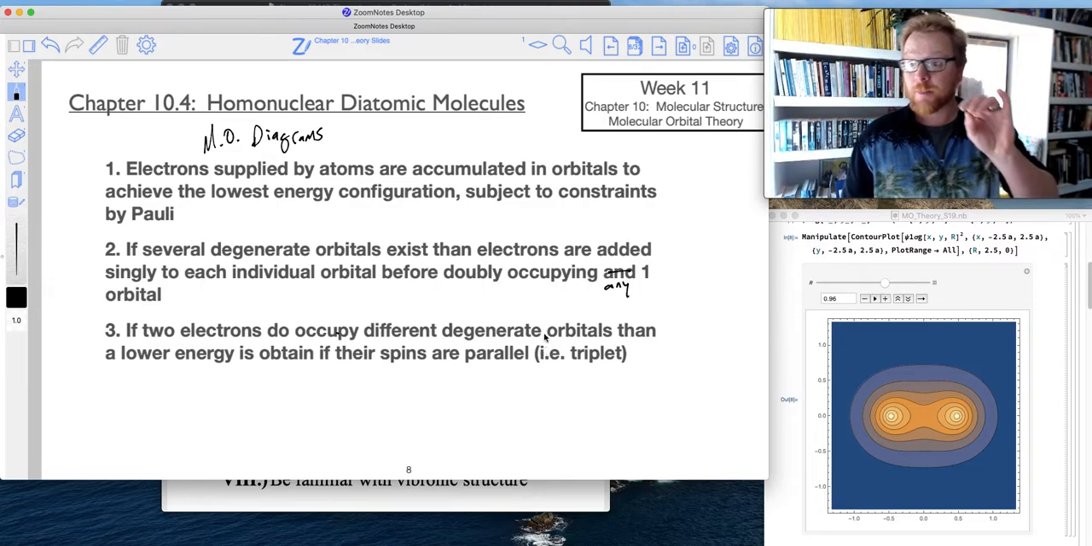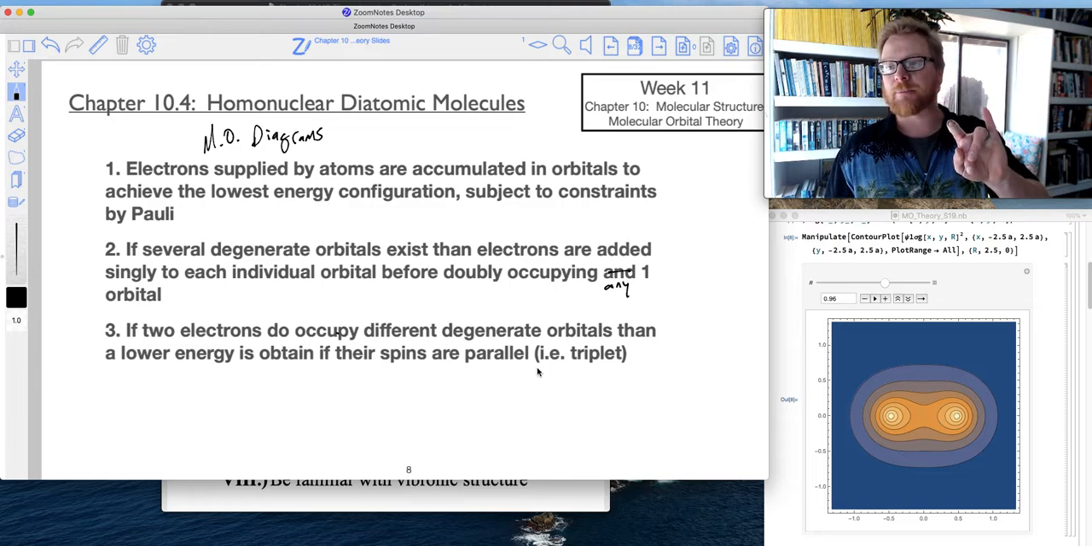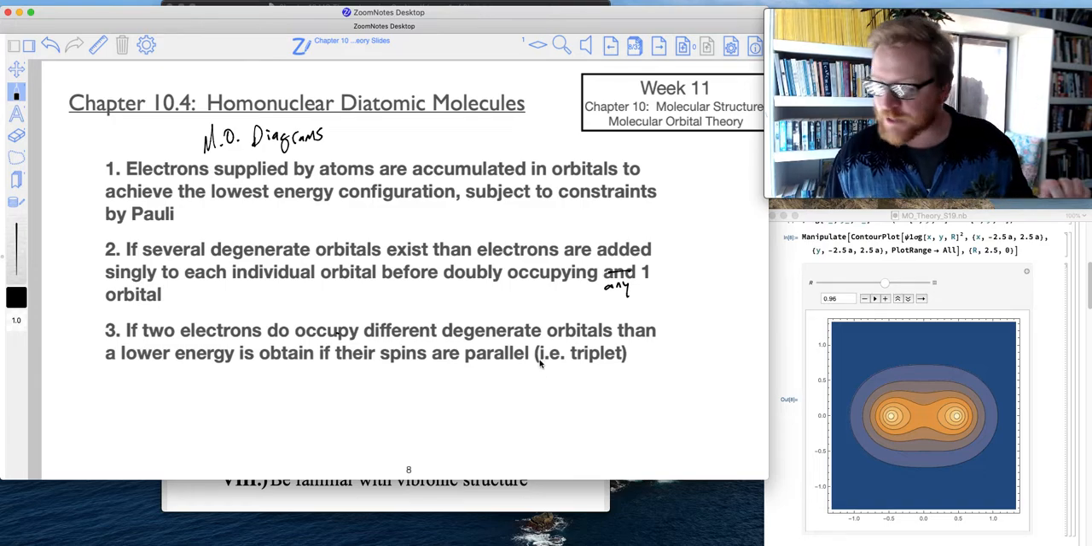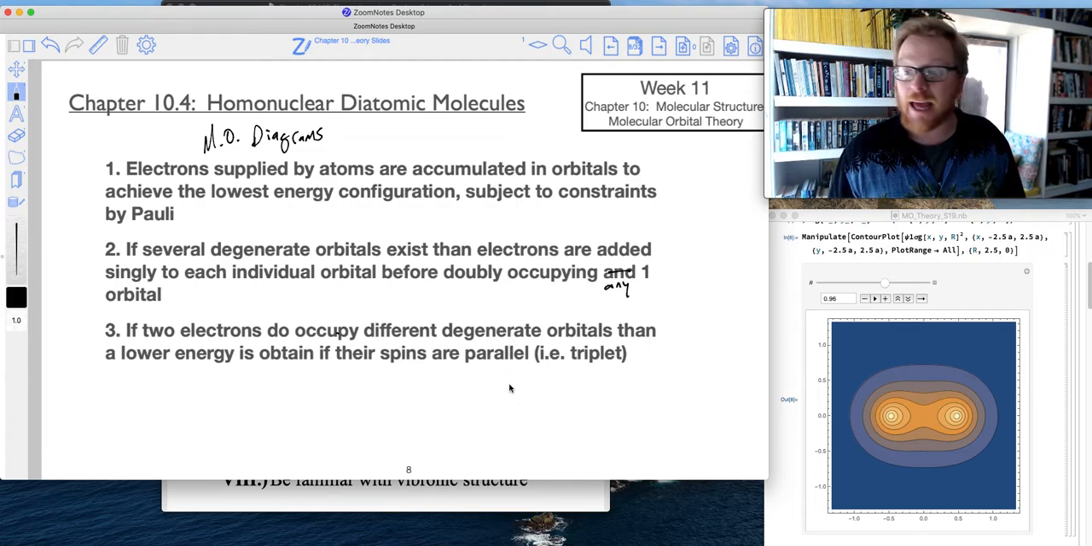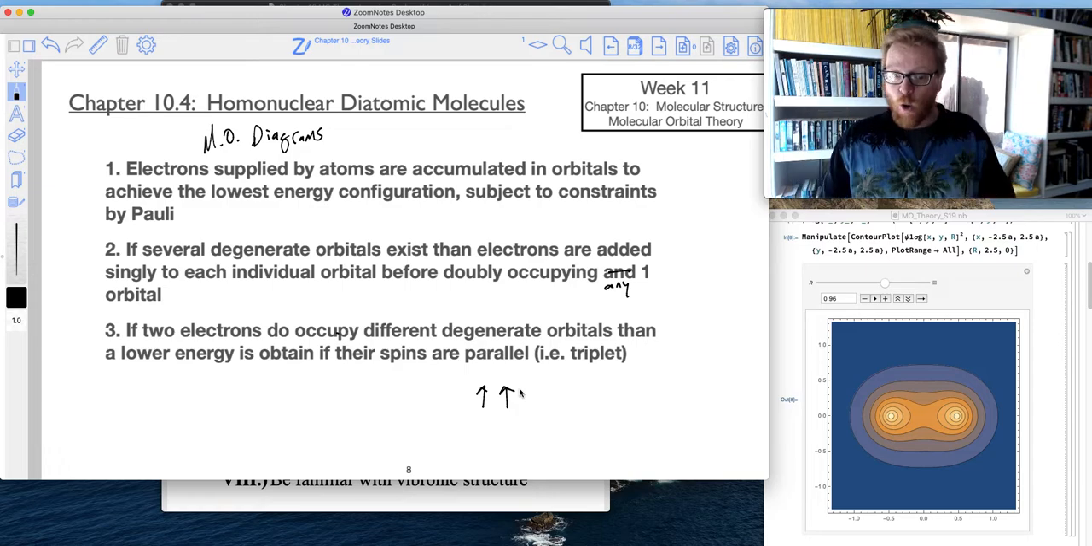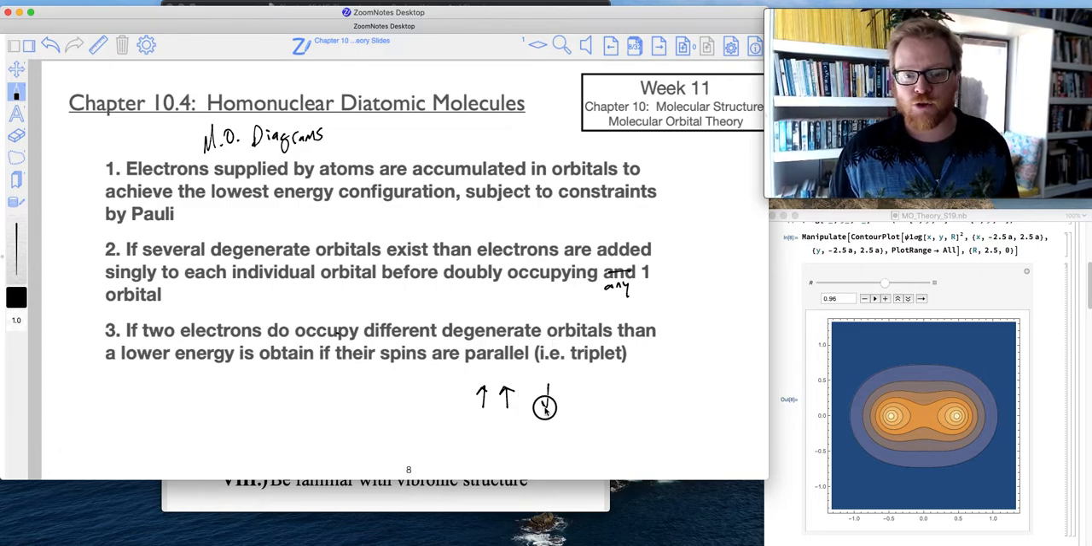So they could be degenerate, so same energy, but they are different orbitals. And so a good example of this would be like px and py, okay, for example. So a lower energy is obtained if their spins are parallel. So in other words, not paired up, but both going in the same direction, right? Which creates the triplet states.